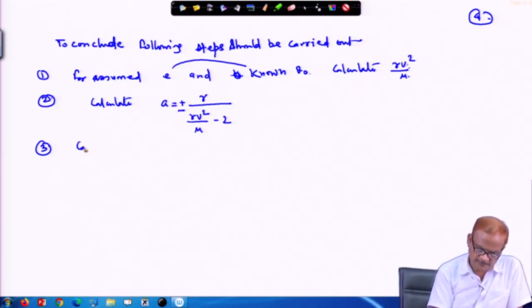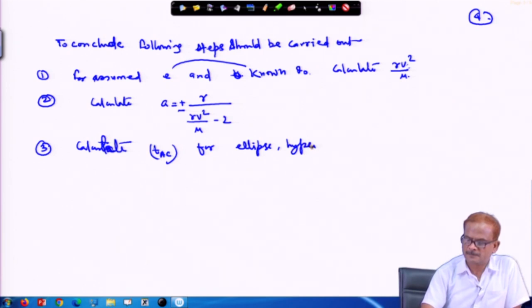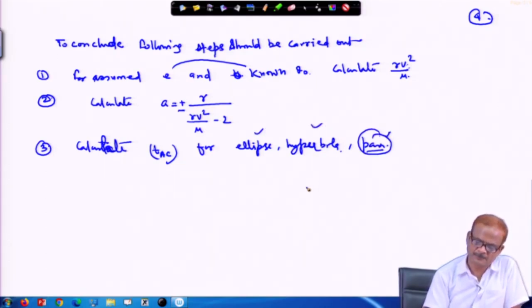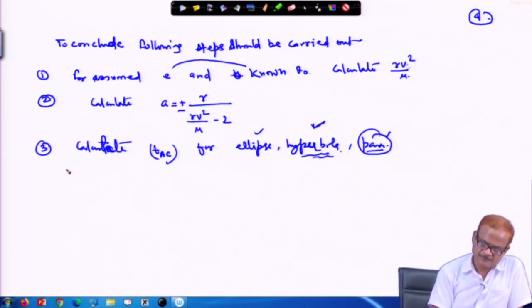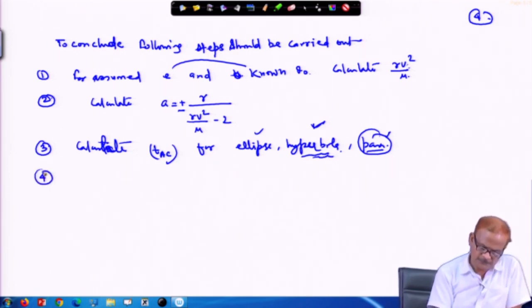Okay, then calculate T A C in the transfer orbit for ellipse or hyperbola, or it may be even parabola, but parabola coming it is very rare, it may be either ellipse or hyperbola. Most of the time, because you have to go faster, so hyperbola will be required. Automatically it will emerge.